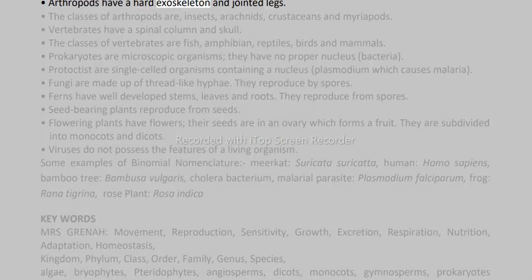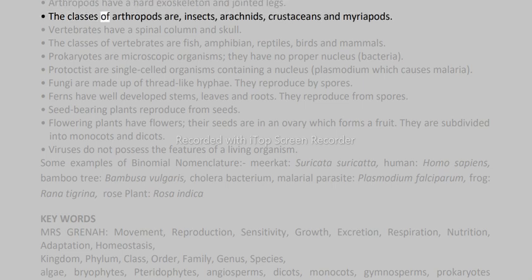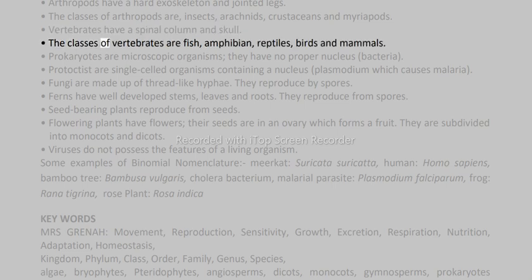Arthropods have a hard exoskeleton and jointed legs. The classes of arthropods are insects, arachnids, crustaceans and myriapods. Vertebrates have a spinal column and skull. The classes of vertebrates are fish, amphibians, reptiles, birds and mammals.